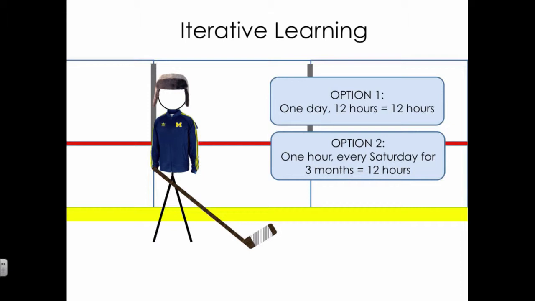Which one of these is more effective? There's an obvious answer here. Of course, it's option two. It's the option where you're spending 1 hour every Saturday over the course of 3 months. And why is that more effective? Well, it's because you're going back to the content once a week or every so often.